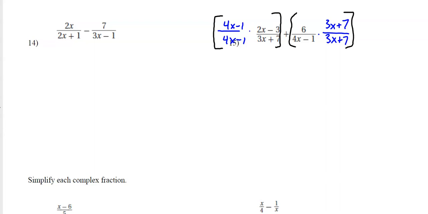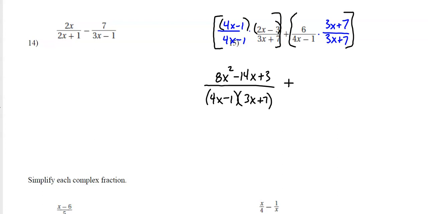So on top, I'm going to multiply that out. And I'm going to kind of do this in my head. You can do it off to the side. I know you guys can do it. That's 8x squared minus 2 minus 12. So that's minus 14x plus 3 all over 4x minus 1, 3x plus 7. Add that to, over here, this can be 18x plus 42. I'm not really concerned because this is addition, so no need to worry about distributing. We're good to go.